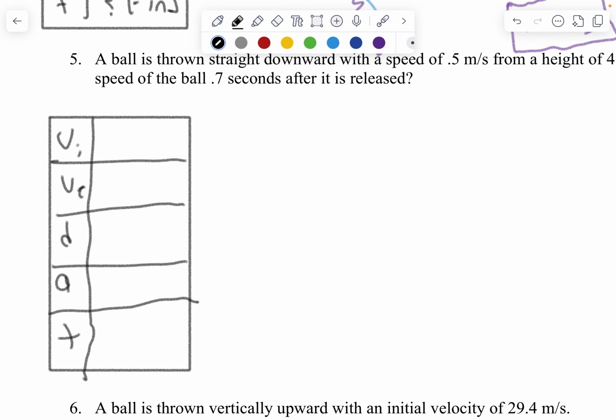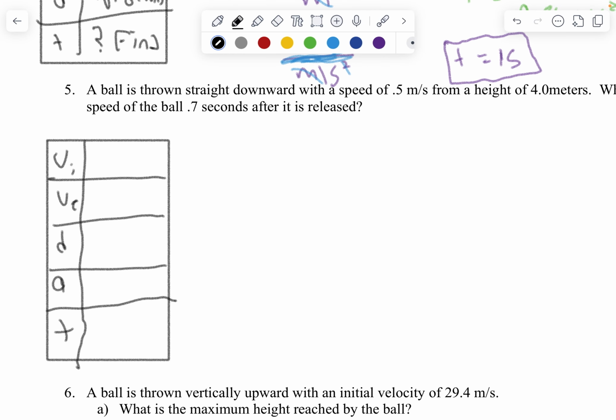So, as always, we have our data table, and we have initial velocity, final velocity, displacement, acceleration, and time. But we need to read our question and plug in the values. A ball is thrown straight downward with a speed of 0.5 meters per second. Before I continue, I do want to say that we need to label. Remember, we're looking at a vertical plane of up and down because we have thrown straight downwards. We're not looking at horizontal motion. This is just vertical motion.